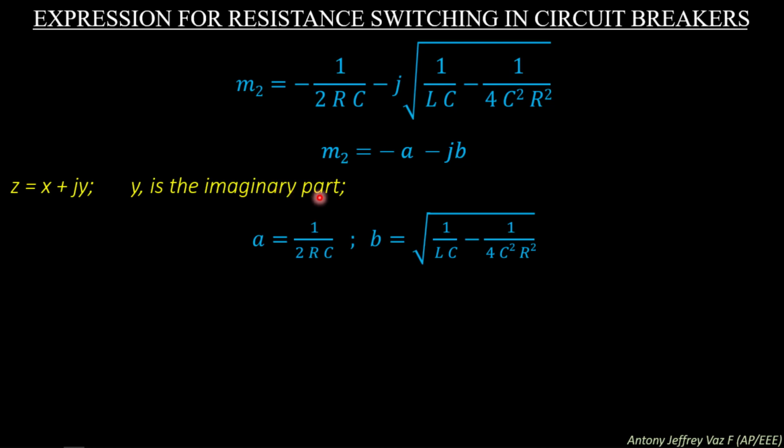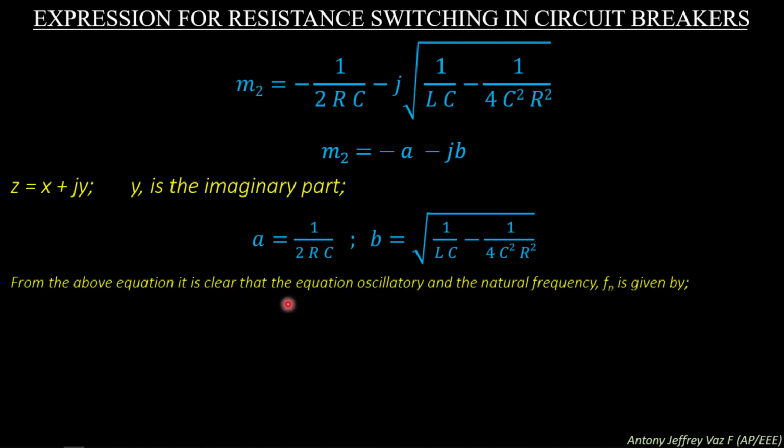So we get the two roots of the equation, m1 and m2, and further classifying these two roots we can get the real part as a and the imaginary part as b. The real part a will be equal to 1 by 2RC and the imaginary part b will be equal to square root of 1 by LC minus 1 by 4C square R square.